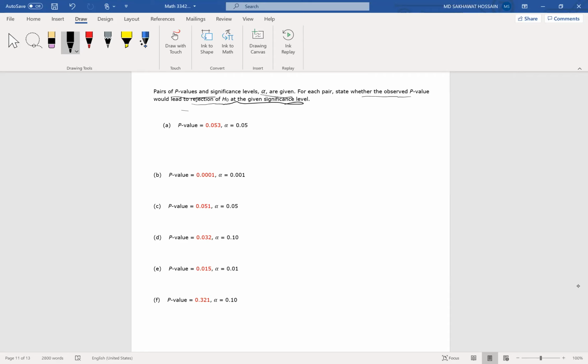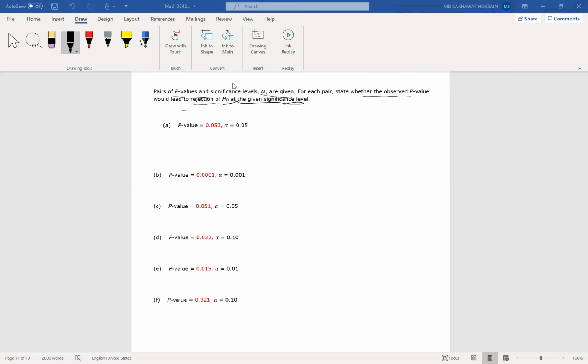So here the p-value is 0.053 and alpha is 0.05. Should we reject the null or fail to reject the null in this case? What do you think? I got two responses, and both of them are reject.